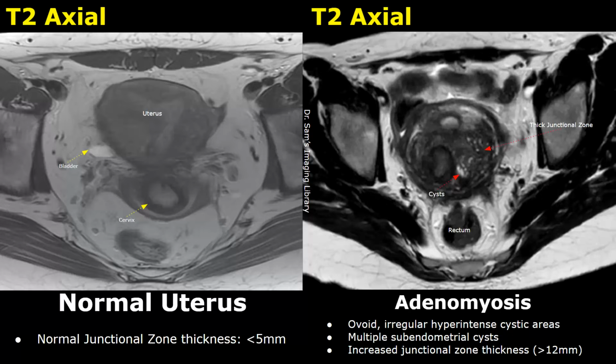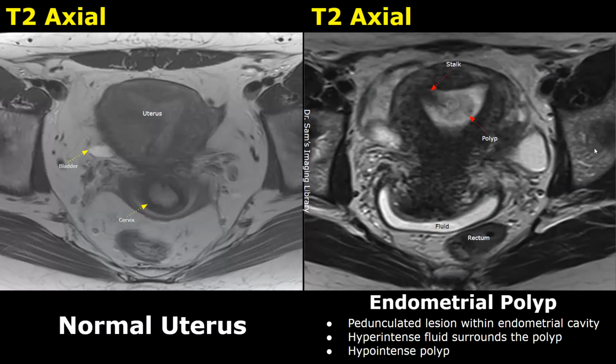An endometrial polyp is a benign mass that is found in the uterine cavity, and it is attached to the uterine wall by a small stalk. The mass is hypointense in a T2 sequence, and here is the stalk. It is also hypointense. Usually the polyp is surrounded by hyperintense fluid, and there is also fluid in the pouch of Douglas.